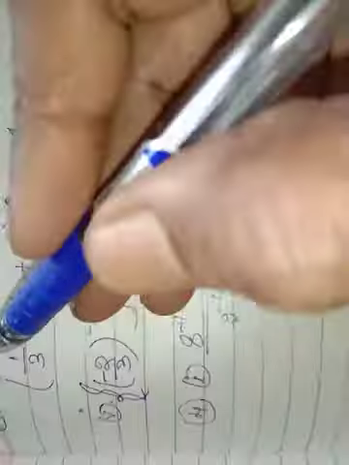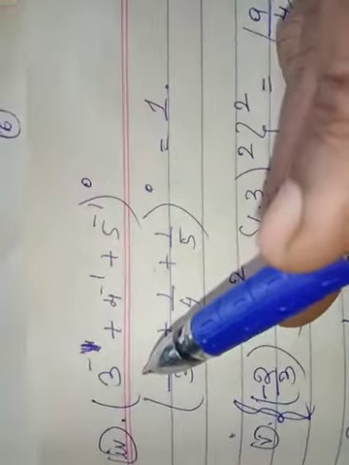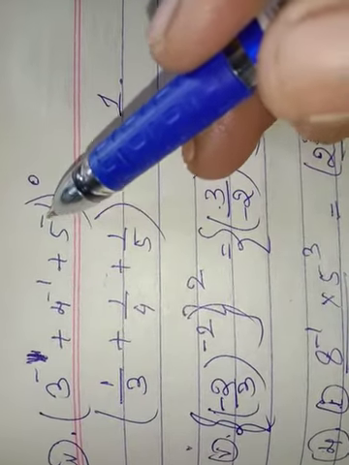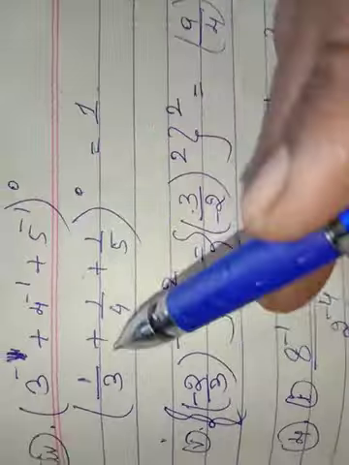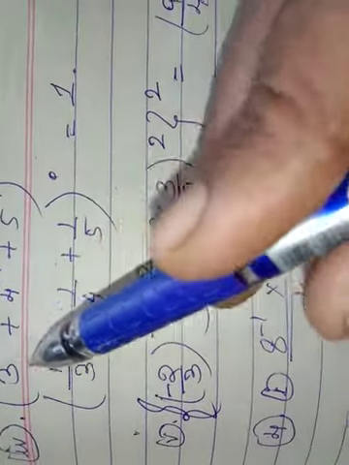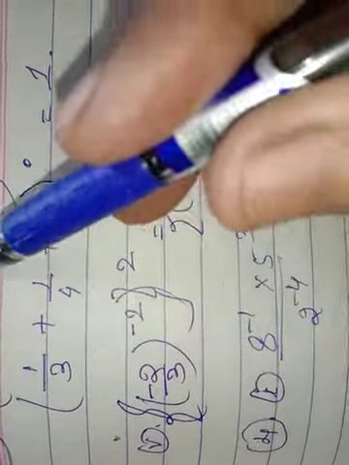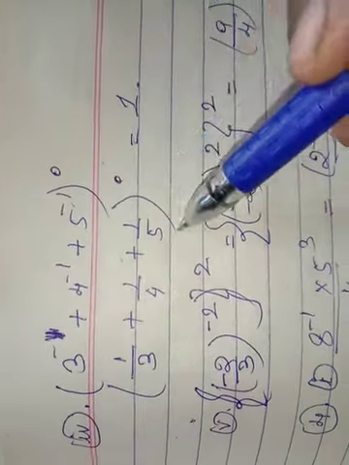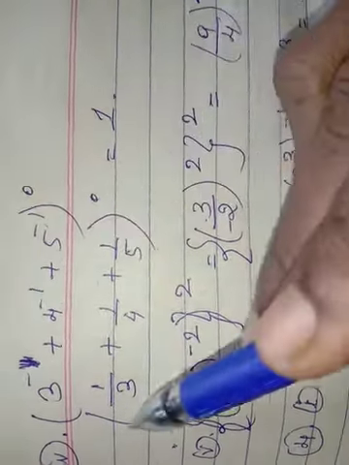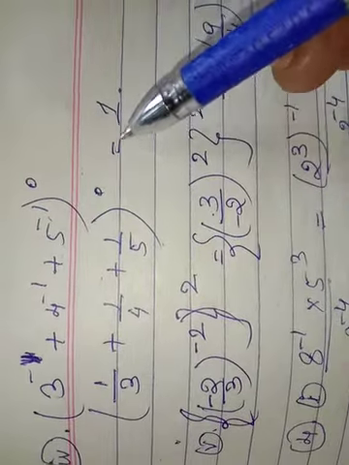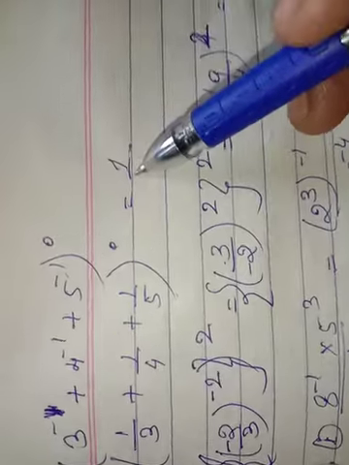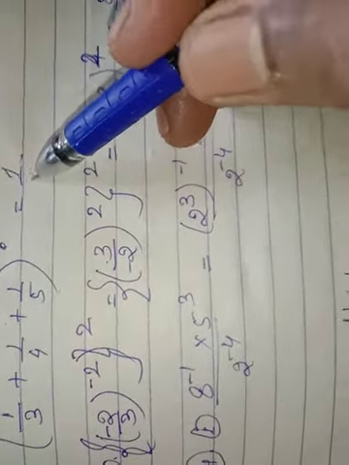Now let us move to the fourth problem. (3 to the power minus 1 plus 4 to the power minus 1 plus 5 to the power minus 1) whole to the power 0. That is 3 to the power minus 1 is nothing but 1 by 3, this will be 1 by 4, and this will be 1 by 5, whole to the power 0. Any number to the power 0 always gives you 1. So without simplifying, you can write 1 as the answer.